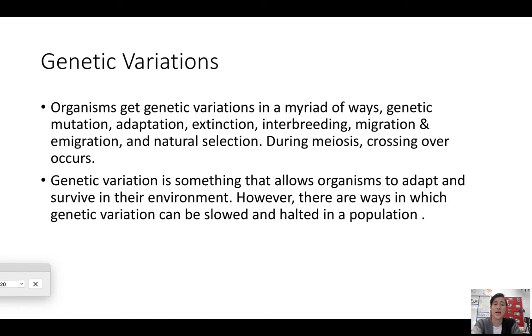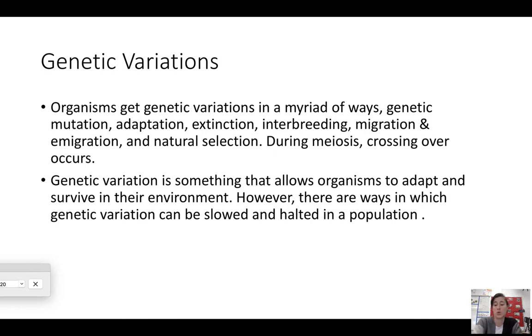I talked about it on the first slide. But organisms get genetic variations in a myriad of ways, okay? Genetic mutation, which happens during meiosis and mitosis; adaptations, which allow organisms to survive better in their environments; extinctions, which obviously play a pretty big role in genetic variation because that population just doesn't exist anymore; interbreeding, which can actually cause a decrease in genetic variation; migration and emigration, which means organisms going out and coming into the population. They're important because if an organism migrates into the population, it's bringing different genes with it, which increases the genetic variation in that particular gene pool. And then, of course, natural selection.